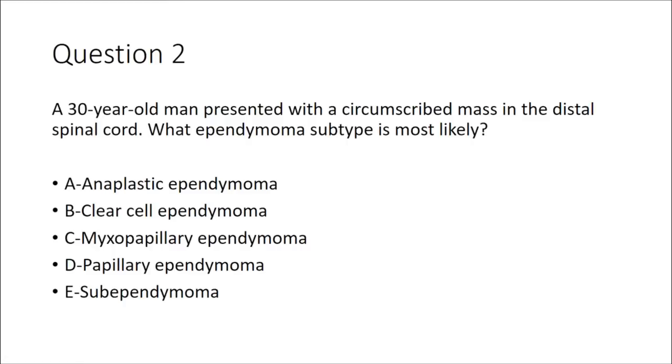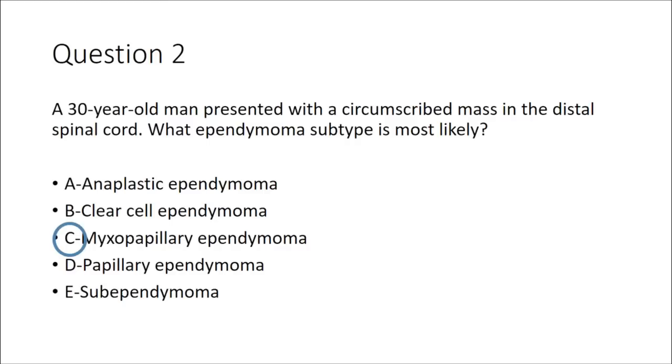Question number two: a 30-year-old man presented with a circumscribed mass in the distal spinal cord. What ependymoma subtype is most likely? A is anaplastic ependymoma, B is clear cell, C is myxopapillary, D is papillary, and E is subependymoma. I think all are unanimous about C, myxopapillary ependymoma. Fantastic. Everybody's paying attention. So myxopapillary ependymoma is the case.